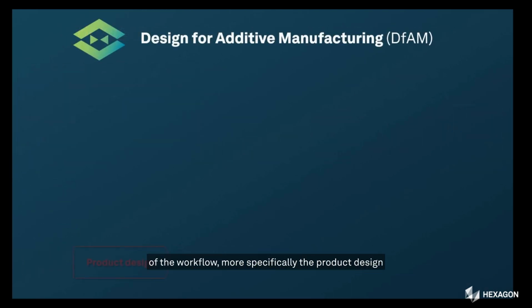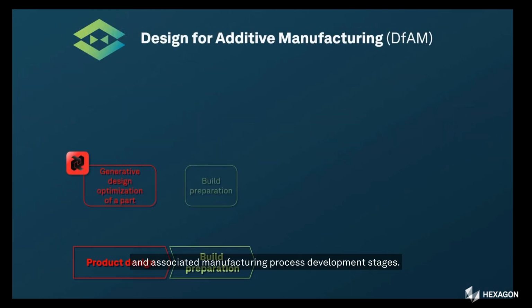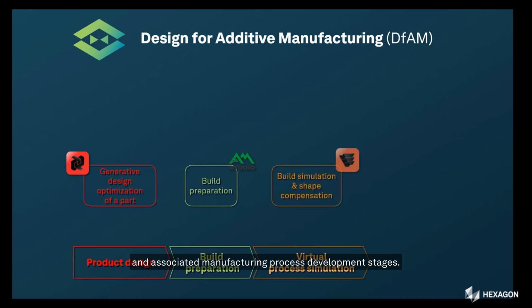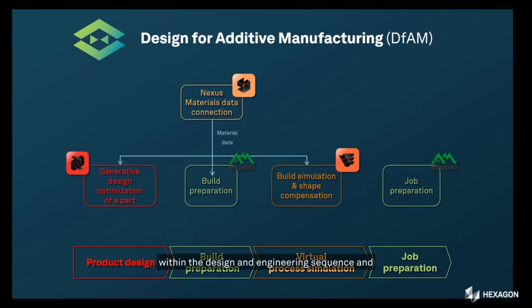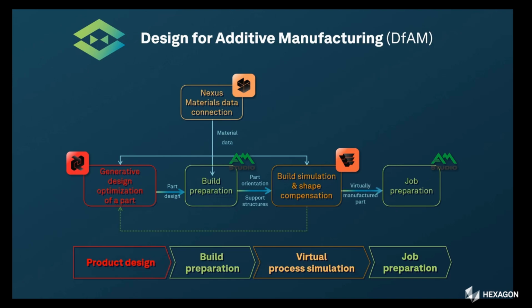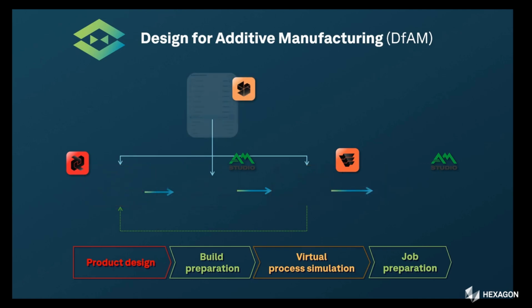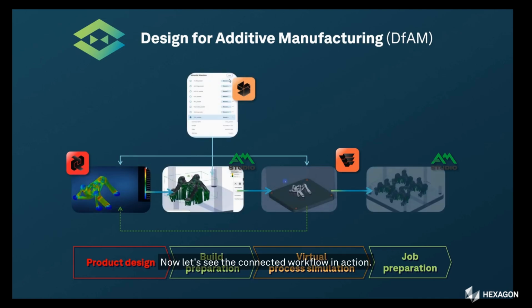Our initial focus is on the engineering phase of the workflow, more specifically the product design and associated manufacturing process development stages. Through Nexus, we are connecting standalone applications within the design and engineering sequence and thus enabling collaborative work between the respective stakeholders of the engineering workflow. Now, let's see the connected workflow in action.